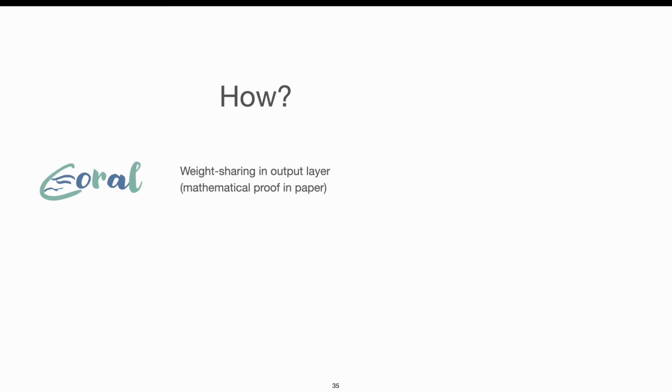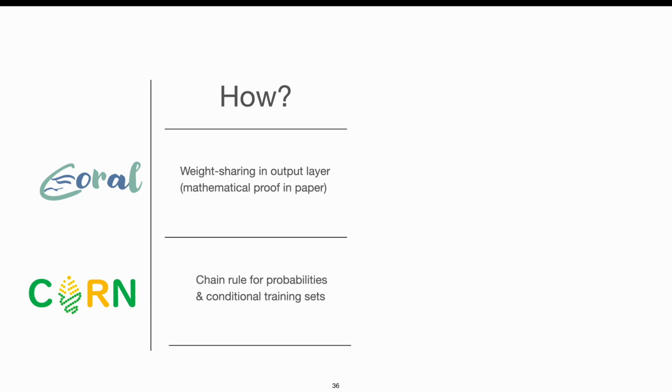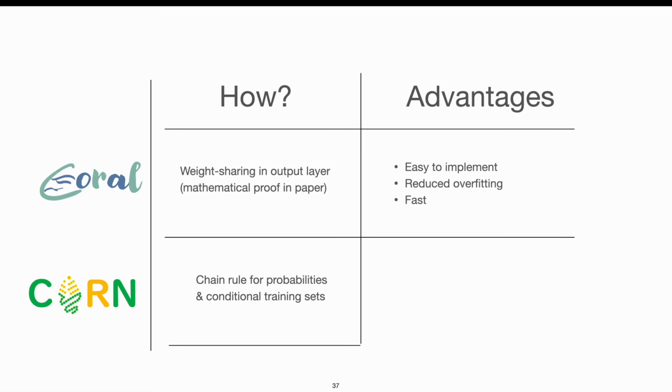So how do these methods work? In a nutshell, CORAL is based on weight sharing in the output layer, and we have a mathematical proof in the paper showing that this guarantees rank consistency. CORN, on the other hand, achieves rank consistency by applying the chain rule for probabilities and creating conditional training sets. The advantages of CORAL are that it is very easy to implement, and it has a reduced effect of overfitting. And it's pretty fast too.